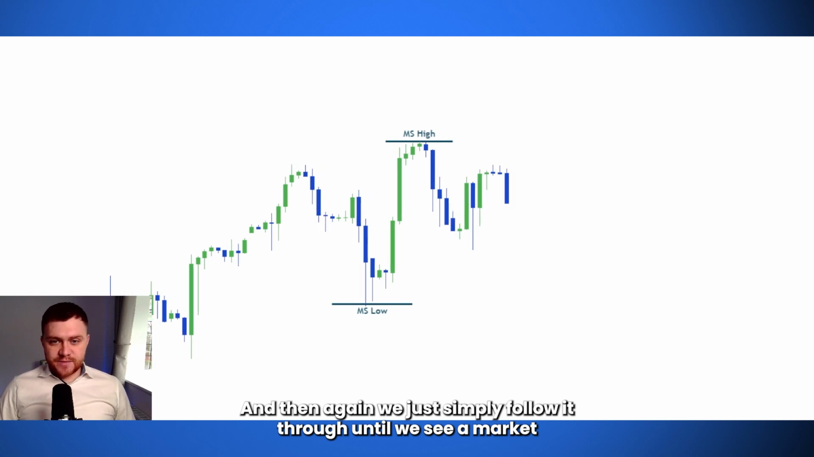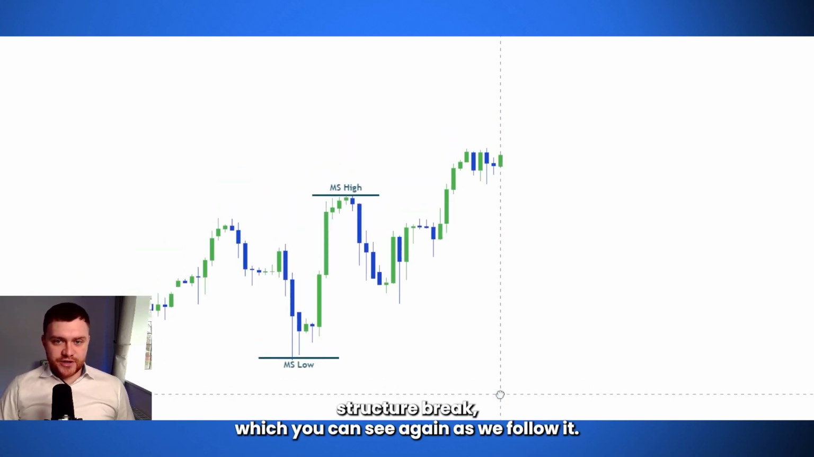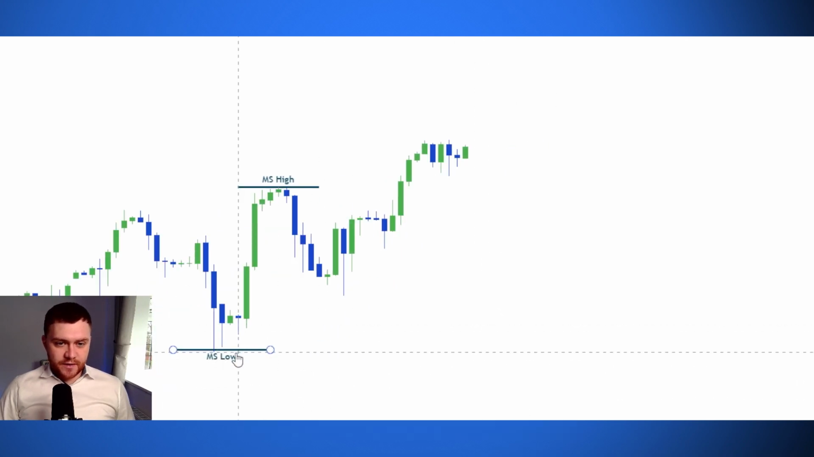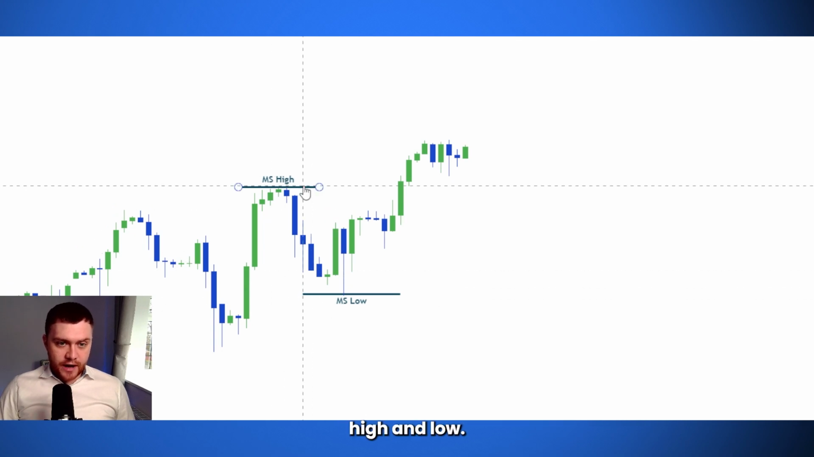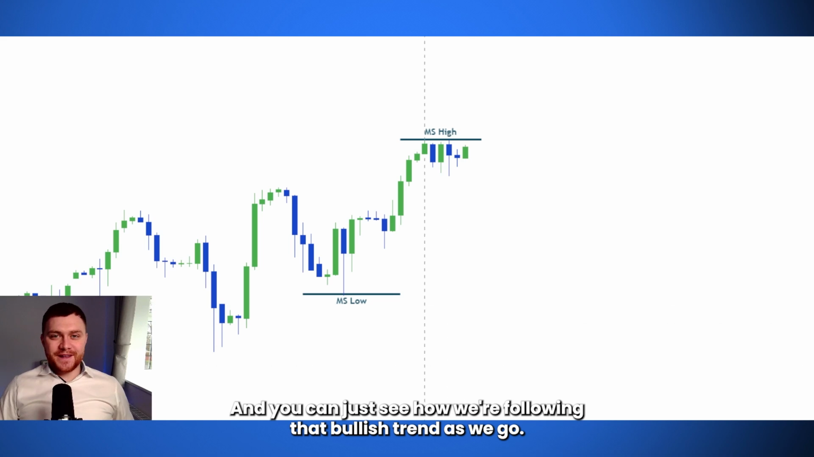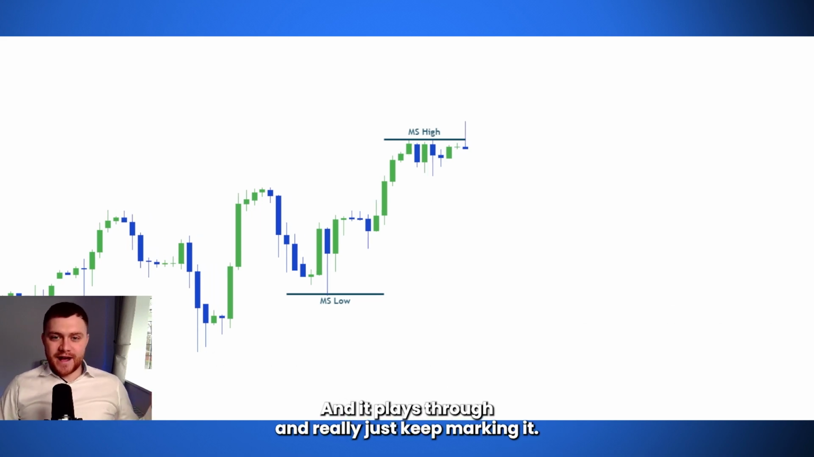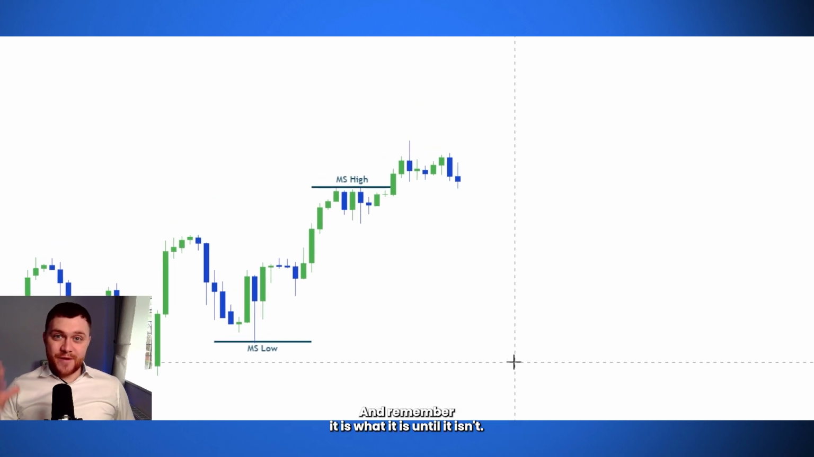And then again, we just simply follow it through until we see a market structure break, which you can see again as we follow it. What happens here? New market structure low, higher low, new market structure high. And you can just see how we're following that bullish trend as we go, and it plays through. And really just keep marking it. And remember, it is what it is until it isn't.